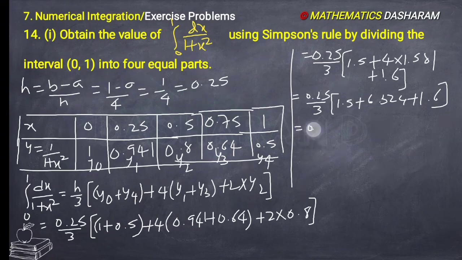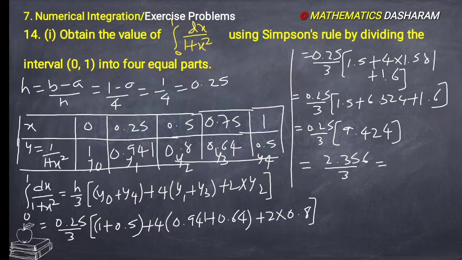It is equals to 0.25 divided by 3. Your addition of these three numbers is 9.424. Then it is equals to 0.25 into 9.424 is 2.356 divided by 3. Then it is equals to 0.78533 is our required answer.